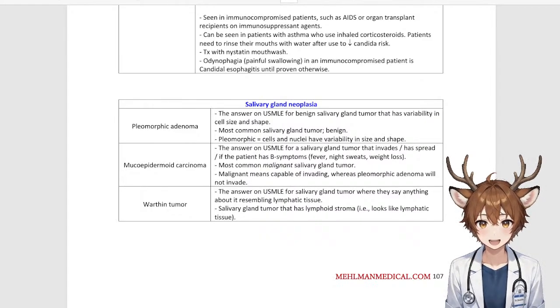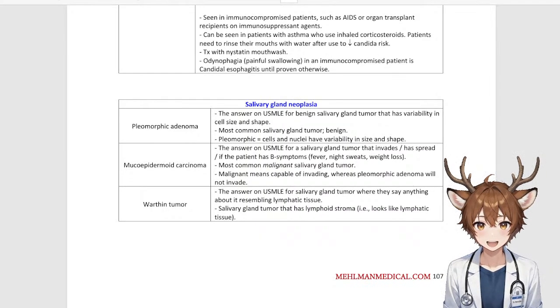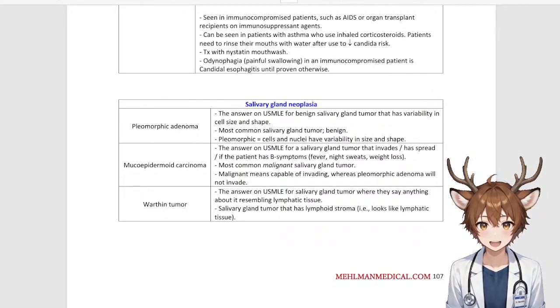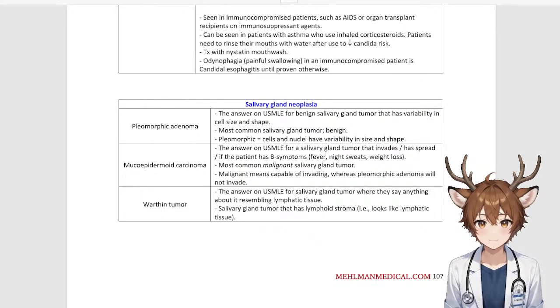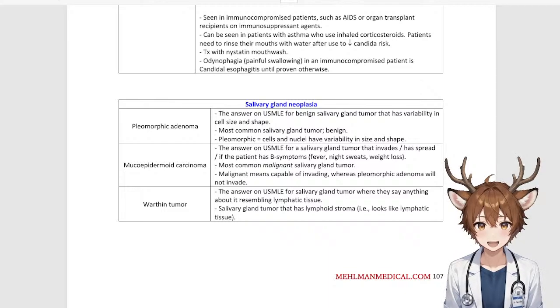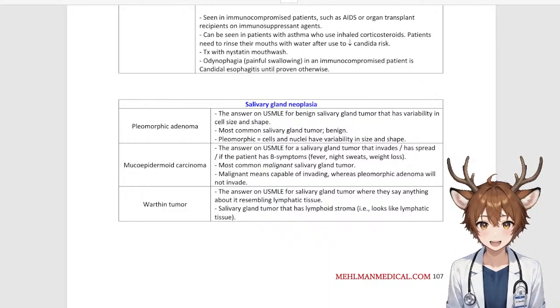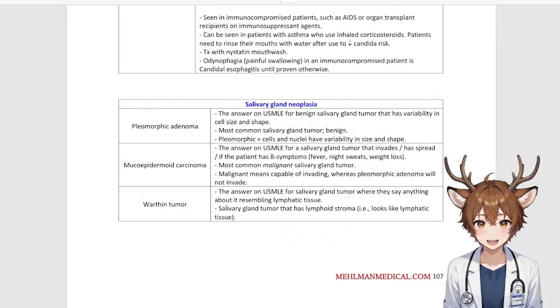What about a Warthin tumor? Warthin tumor is the answer on the USMLE for salivary gland tumor where they say anything about it resembling lymphatic tissue. Okay, anything about it resembling lymphatic tissue. Salivary gland tumor that has lymphoid stroma, that is to say, looks like lymphatic tissue.